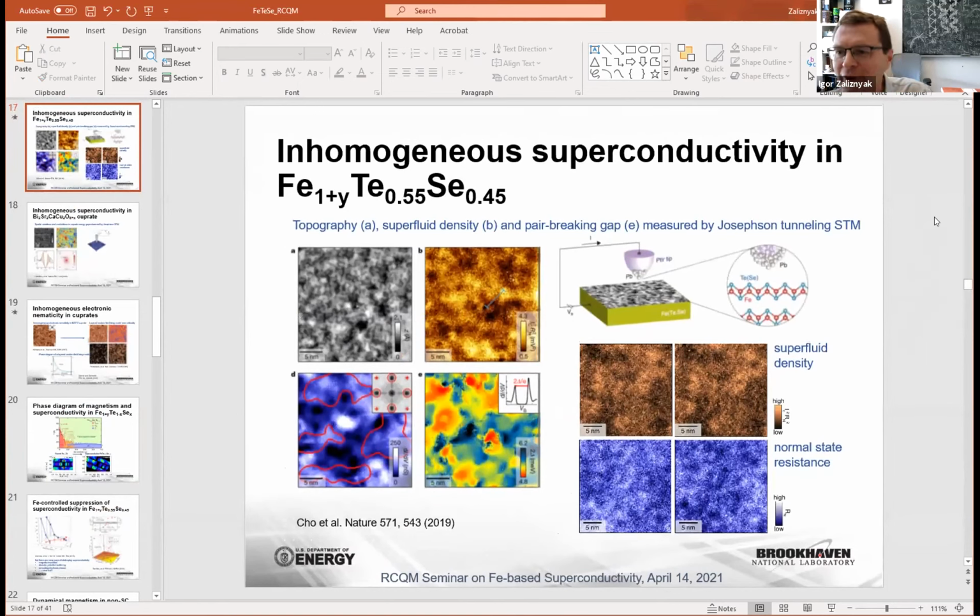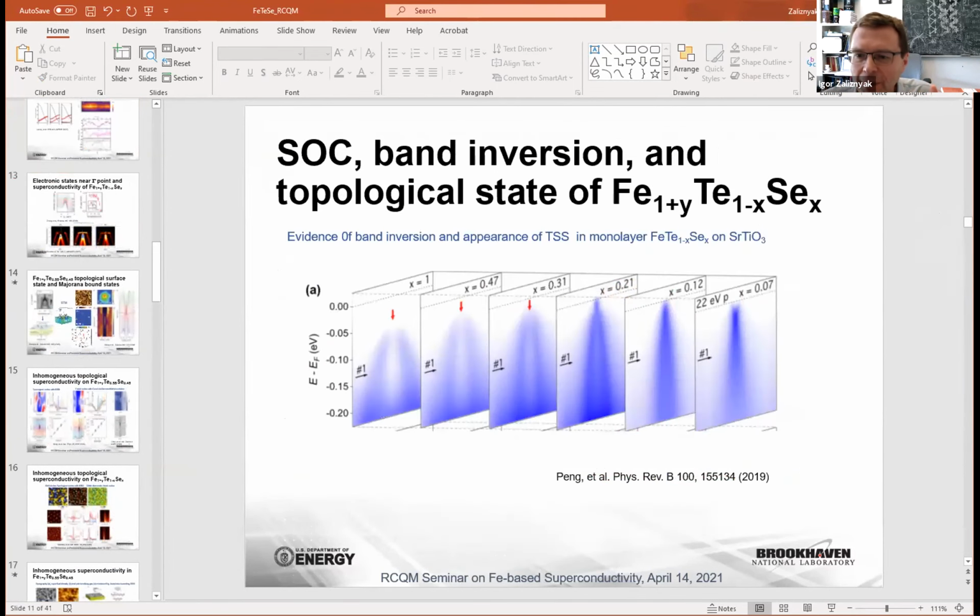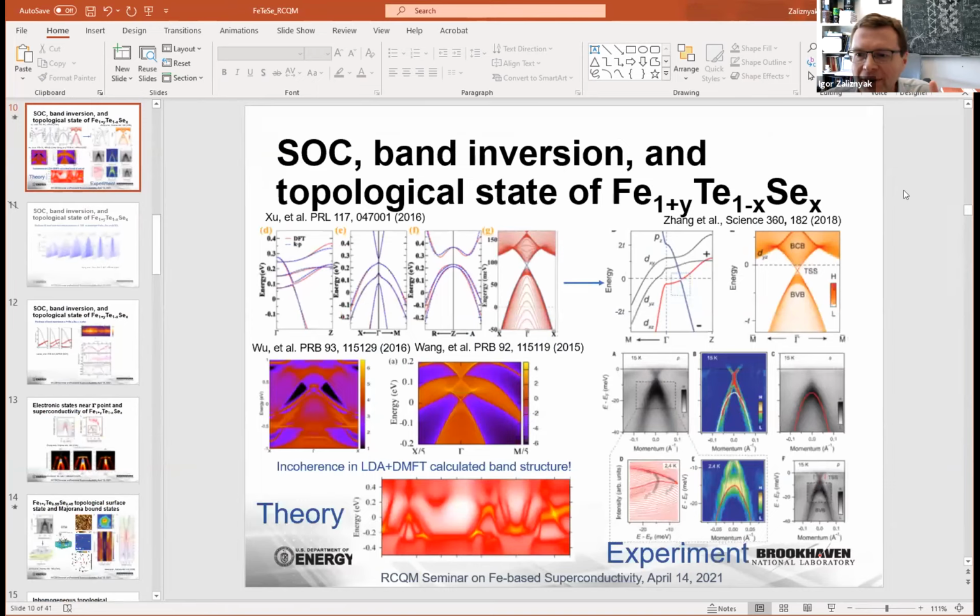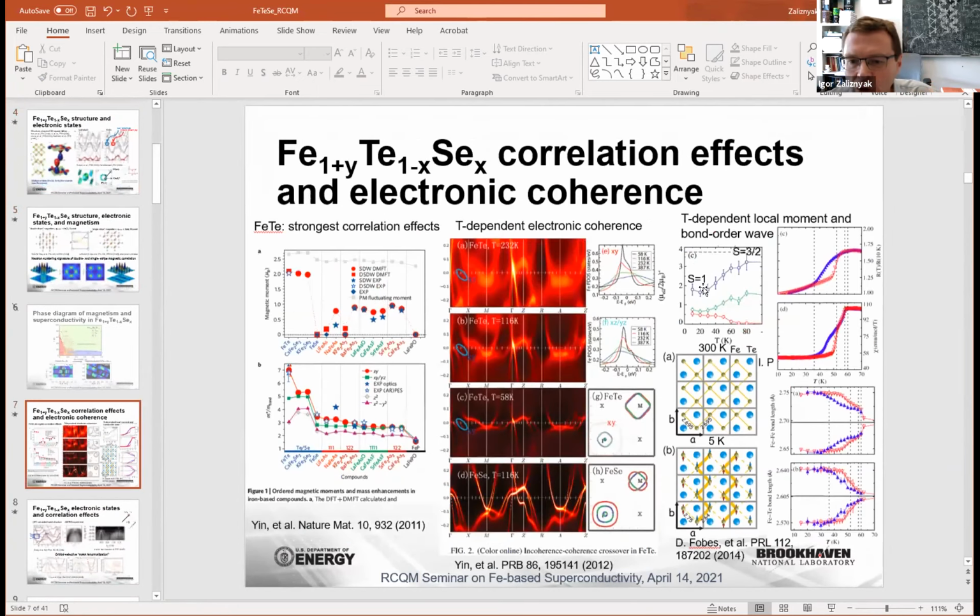Sorry, I said two different things. I said that in the parent material, we have seen the change in local moment here, which can be understood as the development of coherence in the band structure near the Fermi level. Which bands or which orbitals are involved, we have no access to from these measurements.